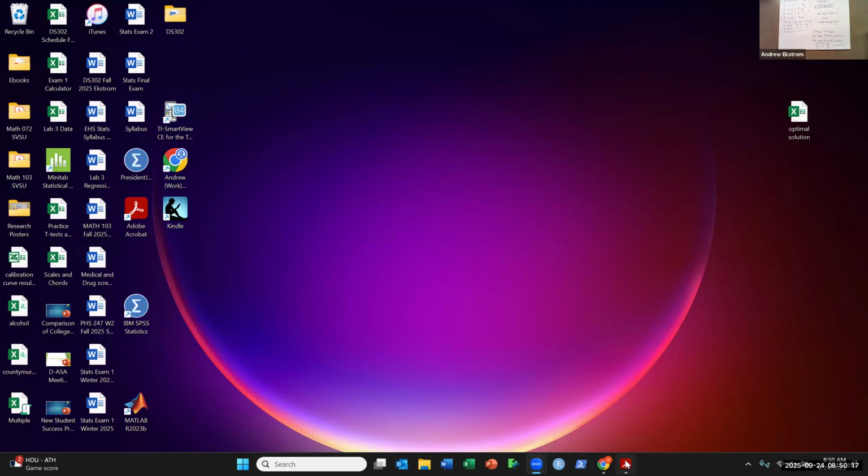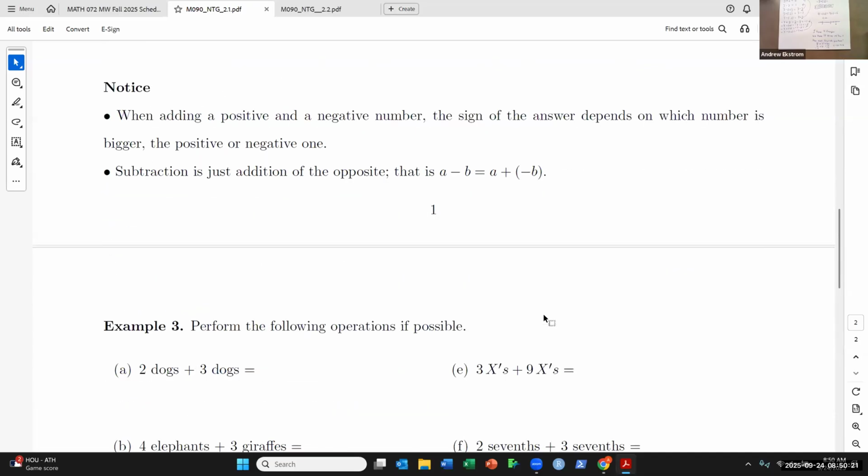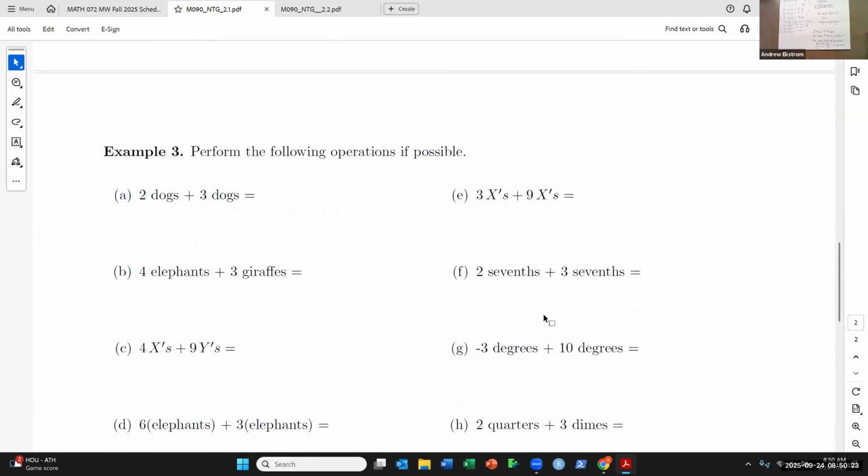So if you look at the example problem that's here, so if, like, later tonight when I'm at a bar, someone comes in and they have 2 dogs and someone else brings in 3 dogs, how many dogs are there? 5. Easy enough, right?